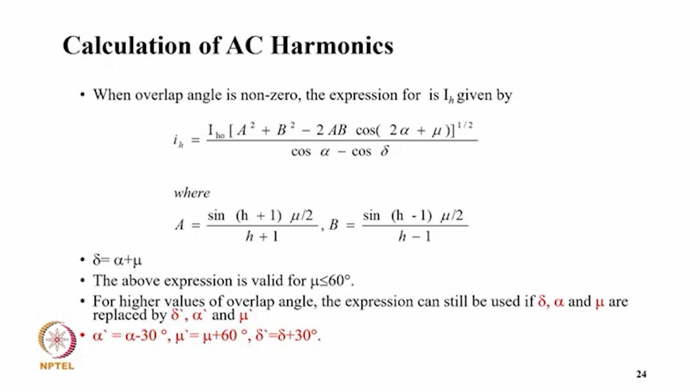So when the overlap angle is non-zero, the expression for IH is IH equal to IH0 in bracket A square plus B square minus 2AB cos 2 alpha plus mu, to the power half, divided by cos alpha minus cos delta, where A equals sin (H plus 1) mu by 2 divided by H plus 1, and B equals sin (H minus 1) mu by 2 divided by H minus 1, and delta equals alpha plus mu. The above expression is valid for mu less than 60 degrees. For a higher value of overlap angle, the expression can still be used, where alpha, mu and delta are replaced by alpha dash equal to alpha minus 30, mu dash equal to mu plus 60 and delta dash equal to delta plus 30.